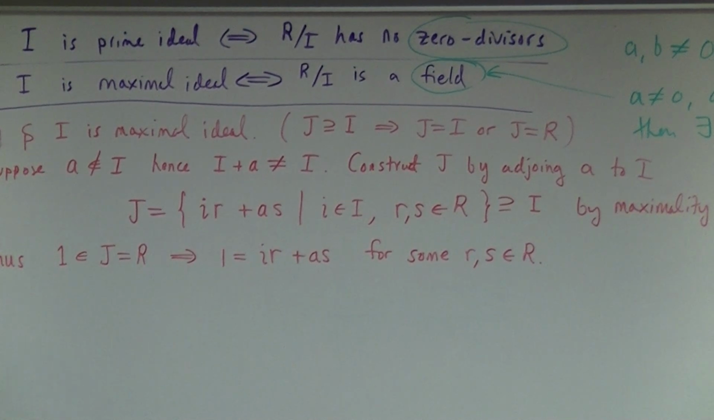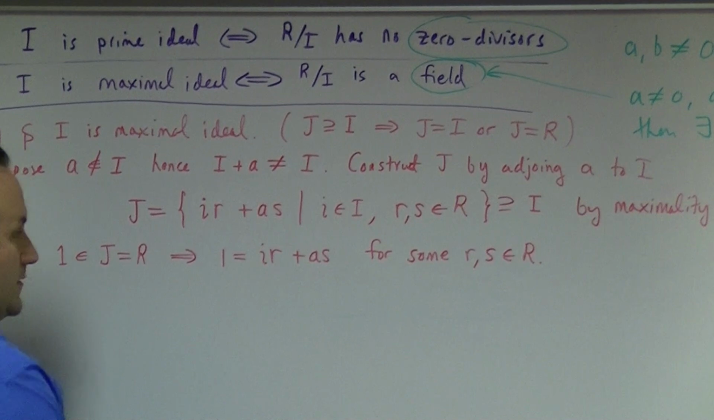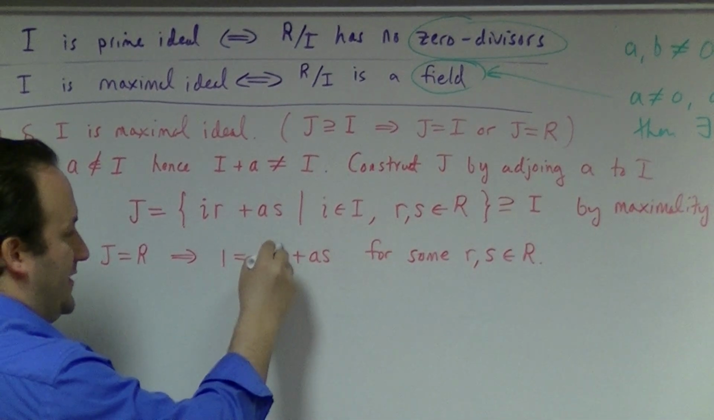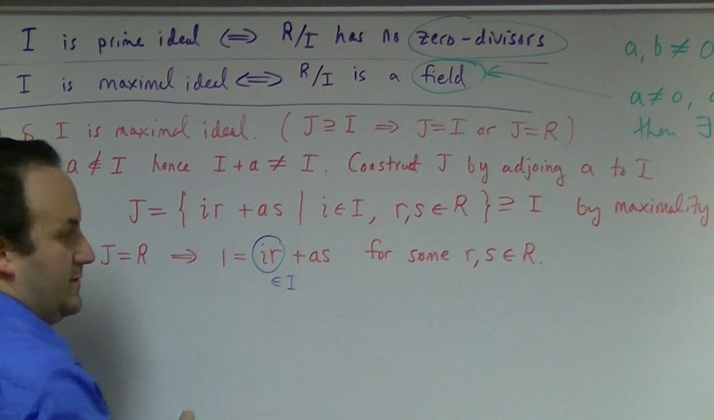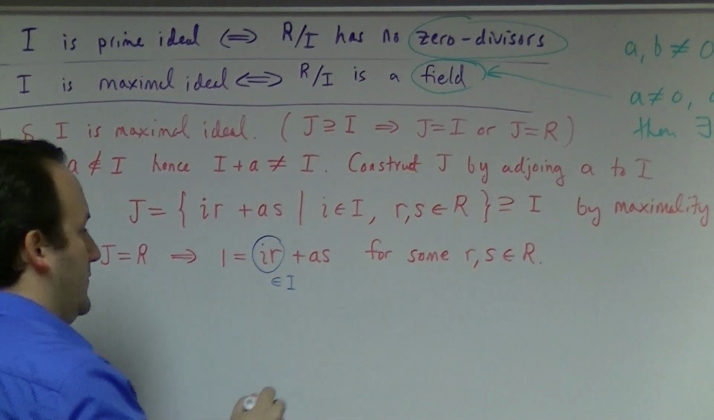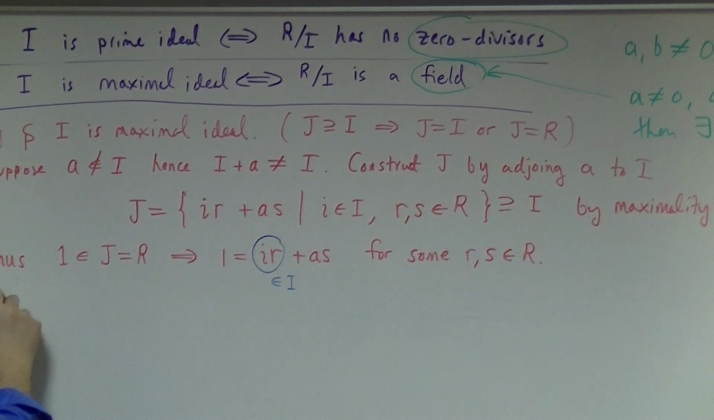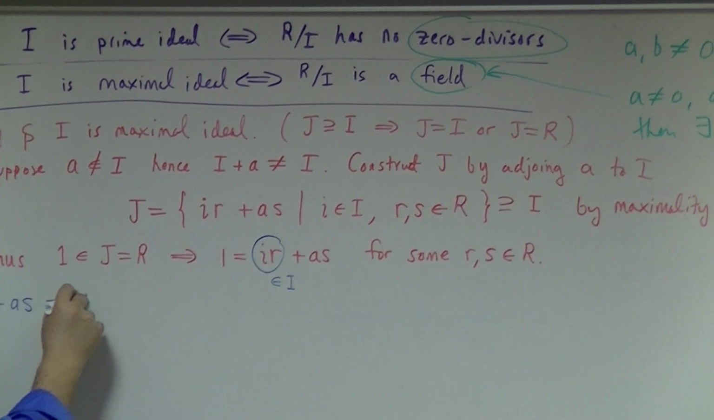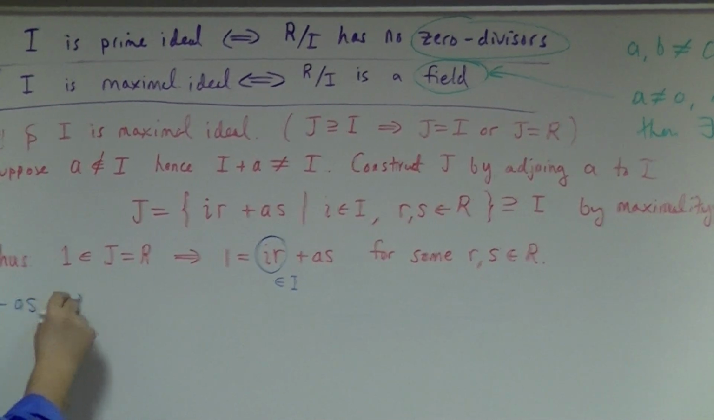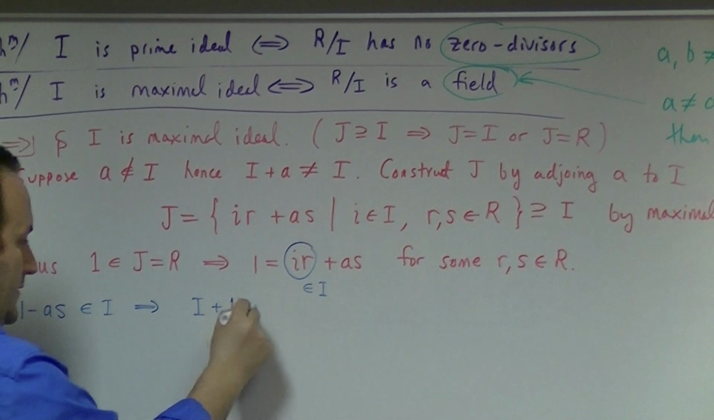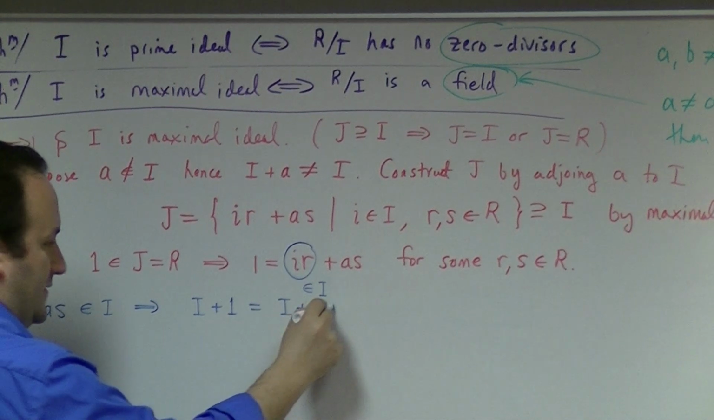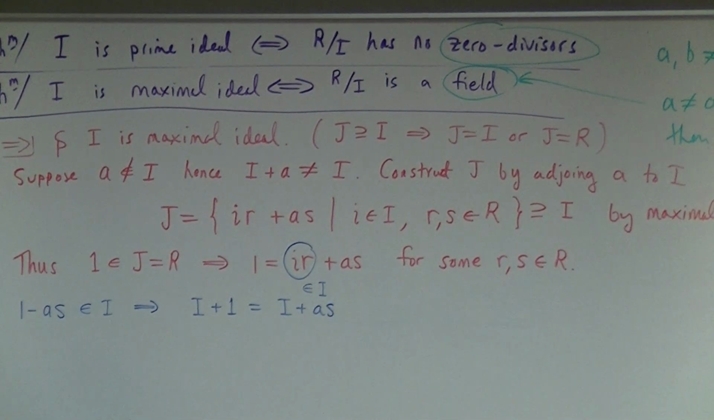Now, of course, IR is an element of what? This is an element of I. So what that means is that 1 minus AS is an element of I, which tells us that I plus 1 is equal to I plus AS, by the definition of the cosets.